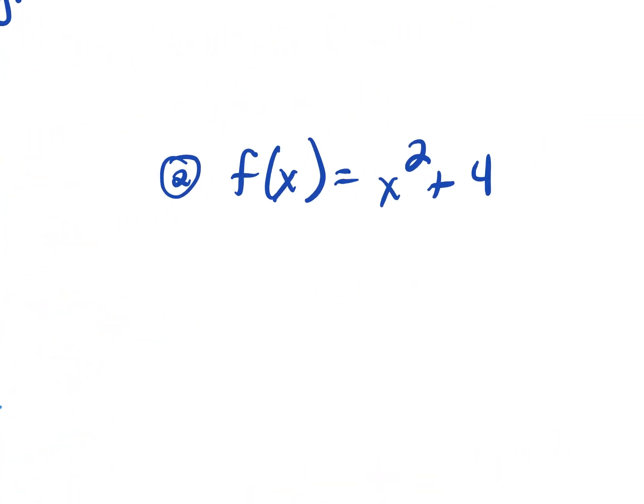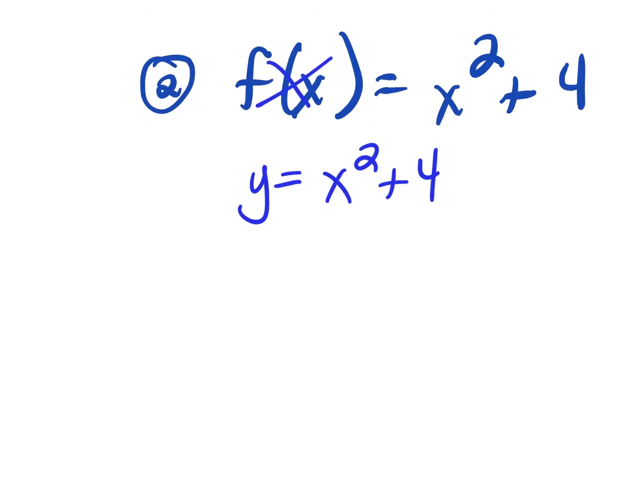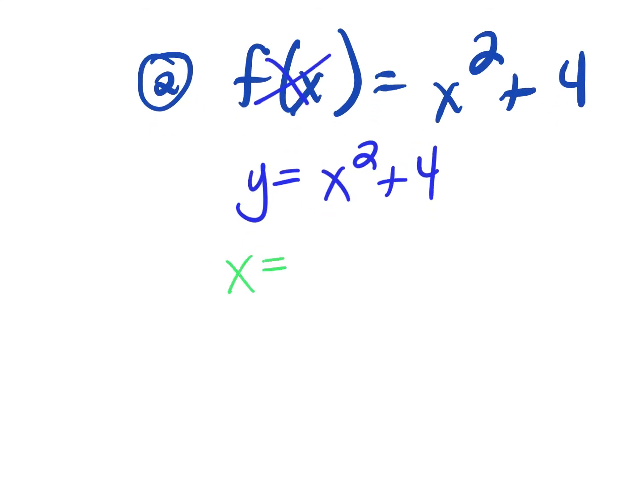Let's look at number 2. Number 2 is much simpler than the first one we did. But all we're doing is just working on our algebra skills, guys. What is the first step? Let's get into the habit of doing the same thing every time. What's the first step? Cross off f of x and change it to a what? The y. Okay, perfect. Now what do I do with x and y? We switch their spots. So I have x equals y squared plus 4.